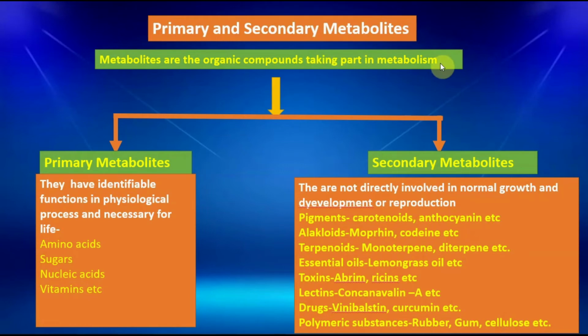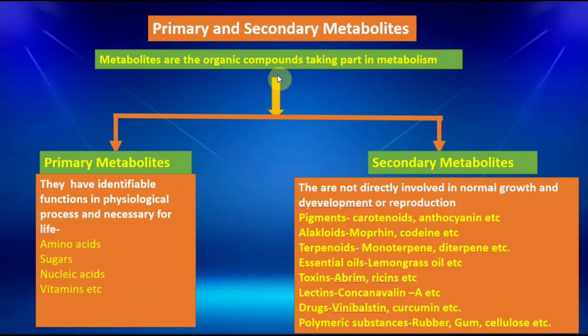For example, glucose converting into pyruvic acid first forms glucose 6-phosphate. So glucose 6-phosphate is a metabolite. Then it converts into fructose 6-phosphate, which is another metabolite. Then it converts into fructose 1,6-diphosphate, another metabolite. So through many metabolites, it finally converts into the metabolite pyruvic acid. So metabolites are organic compounds that take part in metabolism.